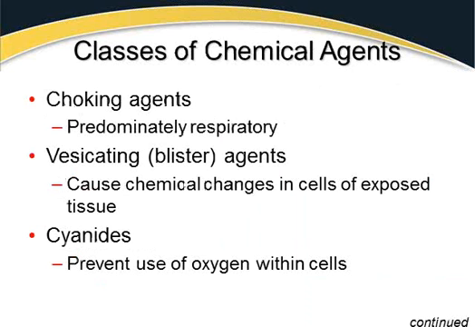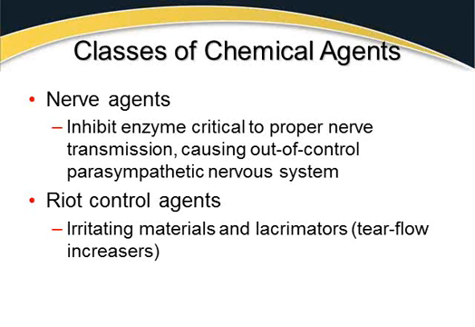We could have things such as choking agents, which are primarily respiratory, and vesicating agents, which cause blisters, basically through more or less a chemical burn. Cyanides prevent oxygen use within the cells. If it doesn't asphyxiate you at the lung level, sometimes once it's exposed into the blood, it makes it so the blood can't do its job, and the cells can't get out of it what they need.